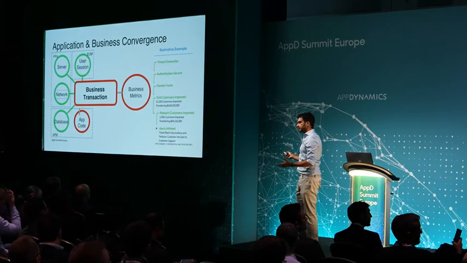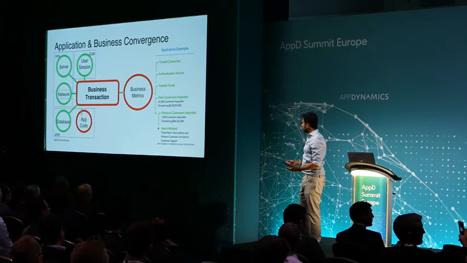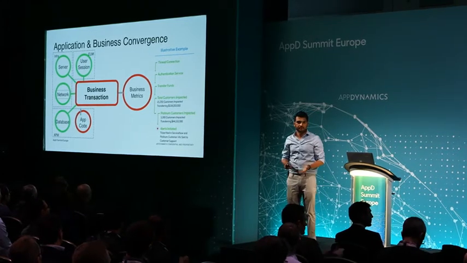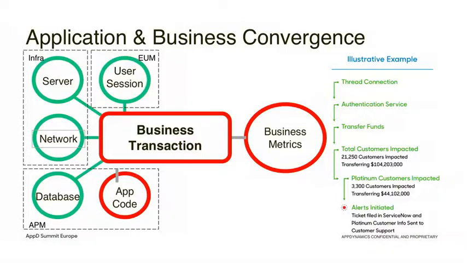Of those customers that were impacted, how many were platinum customers? These are the core of your business. How much money were those platinum customers transferring during the time when this happened? You can get alerts about this in real time. Not just that there's a performance issue, but there's an issue with your business. There's an issue with the transfer funds application, and this much revenue is at stake.